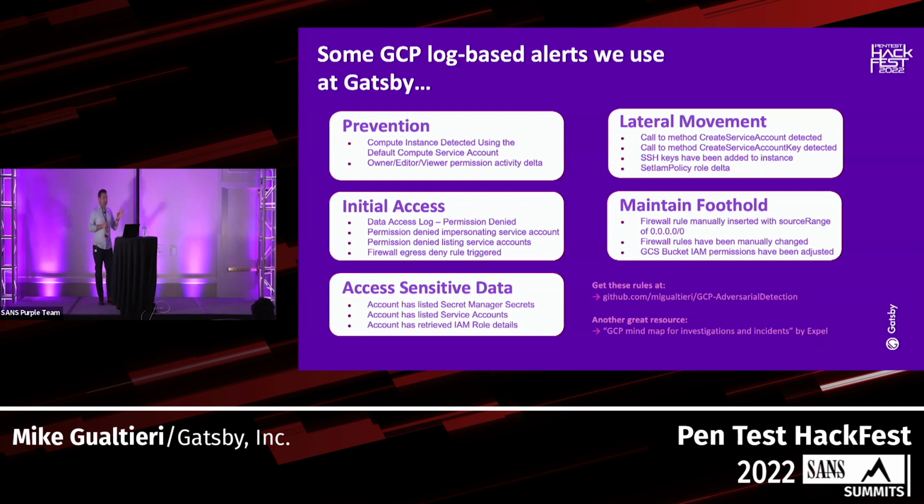Another useful resource that I just recently discovered is this GCP mind map for investigations and incidents. I also list that at the bottom of the slide. It's by a company called Expel. This resource shows various GCP services and API calls and how they can be beneficial to adversaries at various parts of the attack lifecycle. So you can look at that, see what might be useful in your environment, and extend my rule set from that. It's just a great resource, so I highly recommend it.